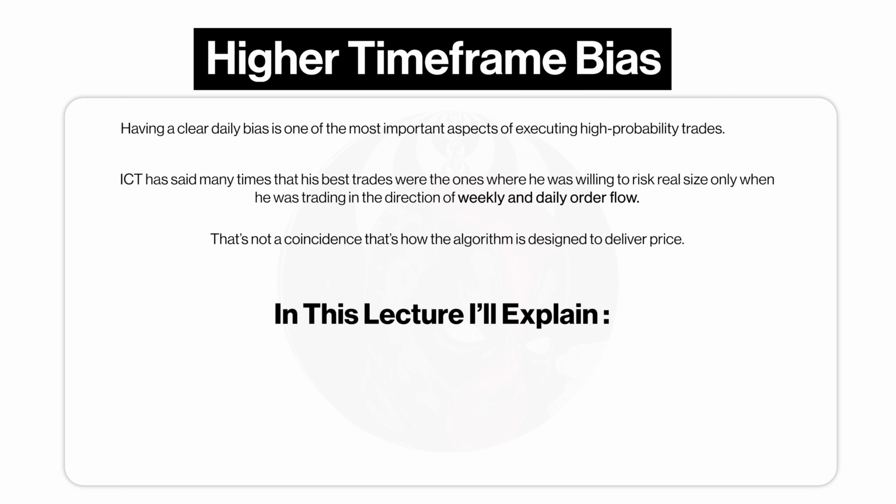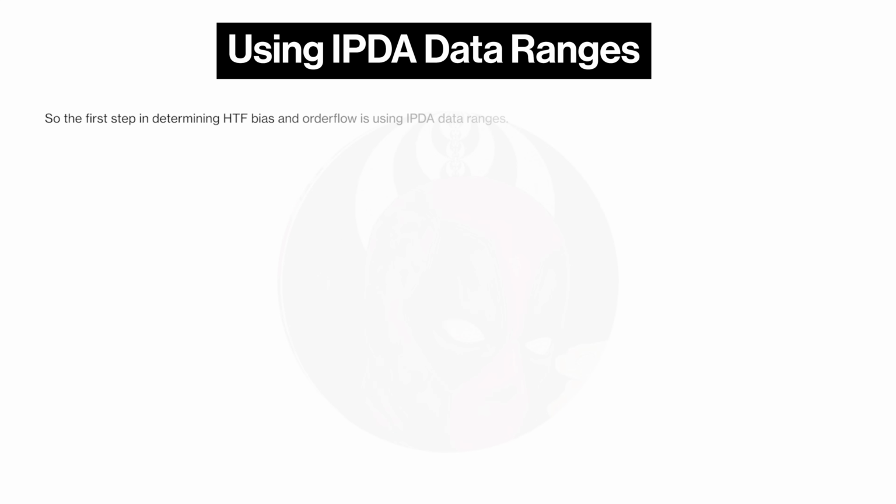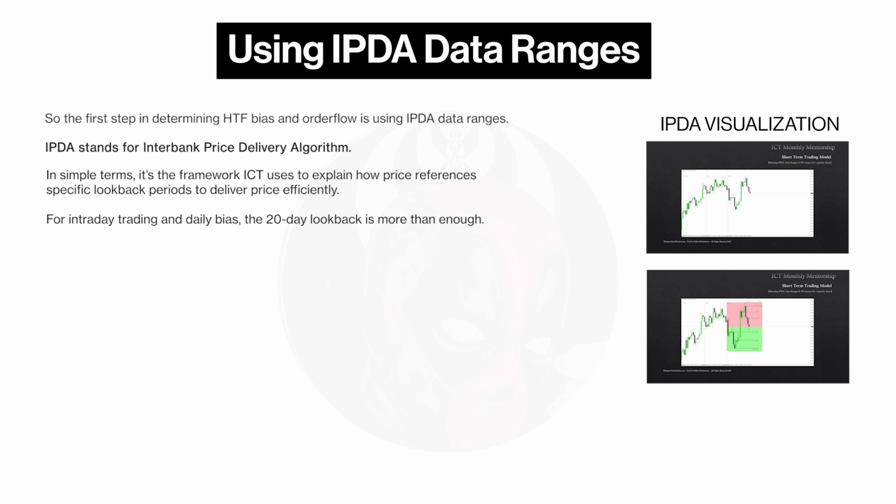So in this lecture, I'll explain how to determine order flow, how to identify high time frame bias, and draw and select key PDRs. So let's get started. The first step in determining high time frame bias and order flow is using IPDA data ranges. IPDA stands for Interbank Price Delivery Algorithm. In simple terms, it's the framework ICT uses to explain how price references specific lookback periods to deliver price efficiently.